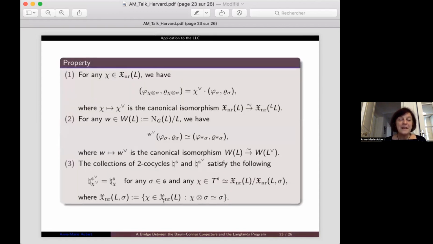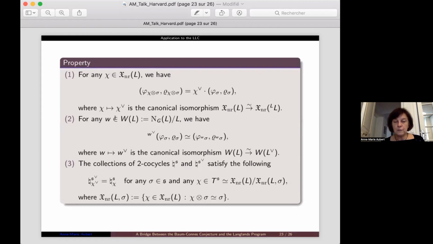Here's the property. He has three items. First, if you twist by some unramified character, then the twisting is preserved on the other side. So this is the first property. I recall that we have an isomorphism between the unramified character we twist with on the group side and the same on the Galois side. And we denote this isomorphism by chi check. So we require this compatibility.